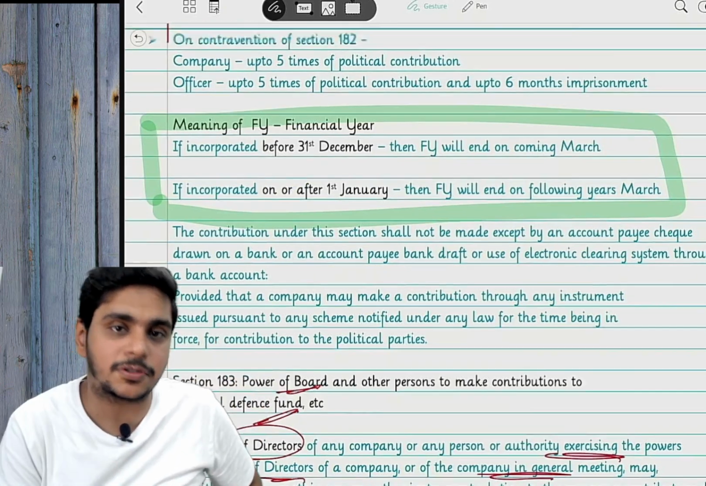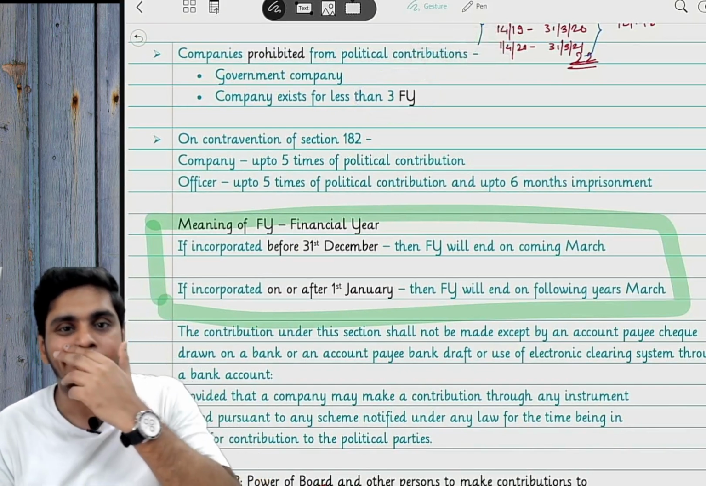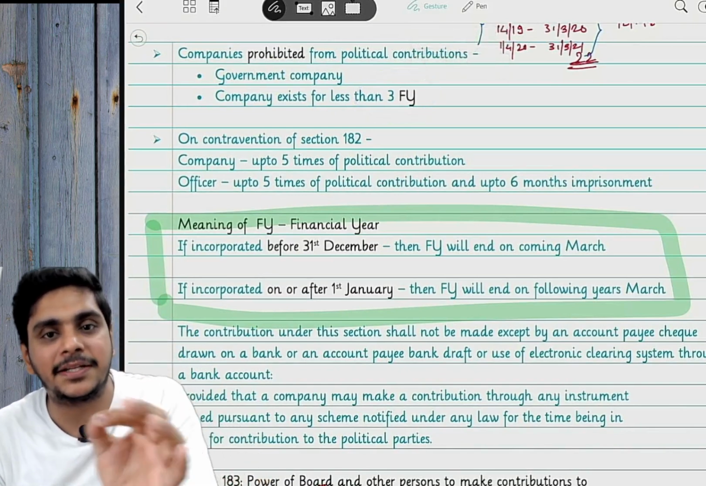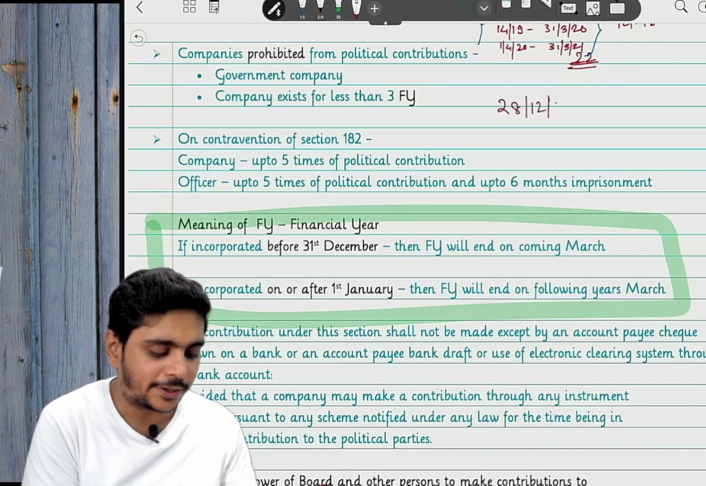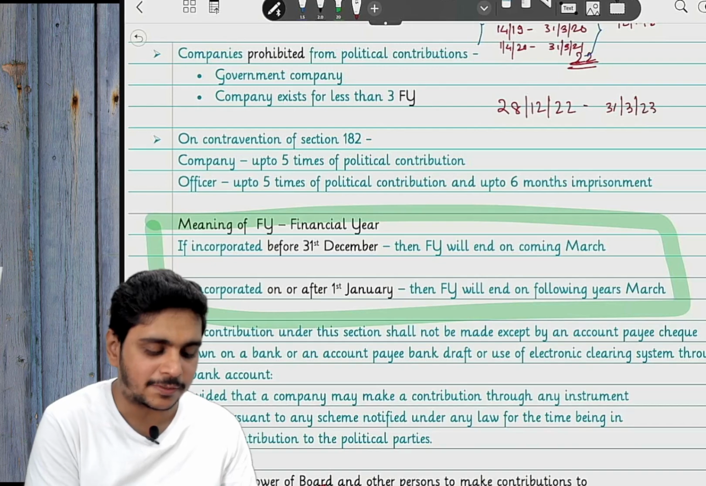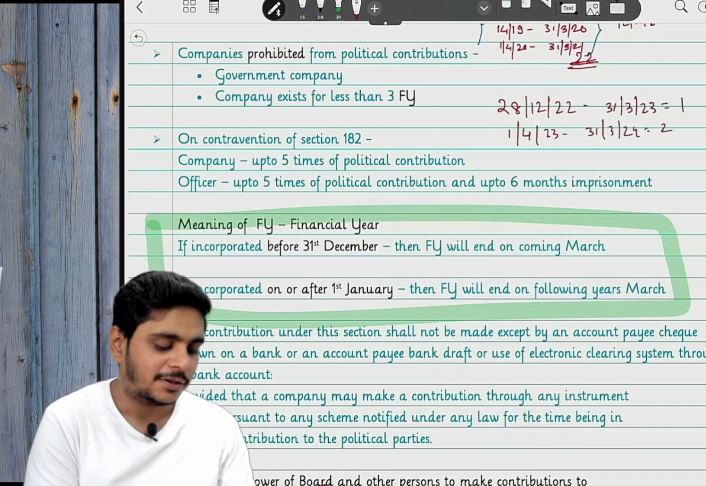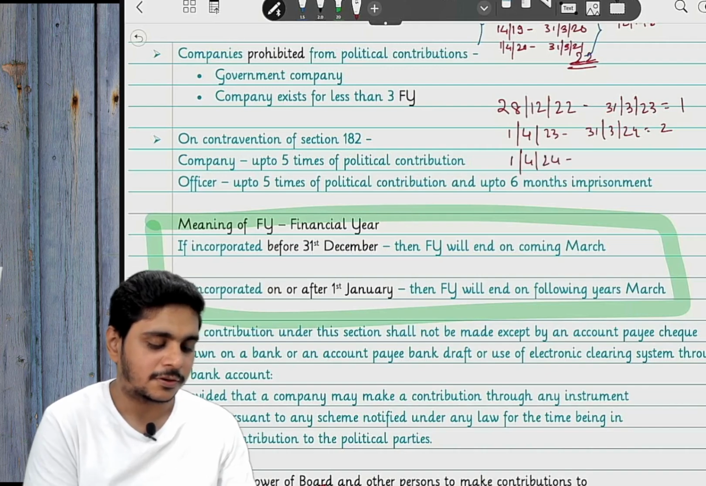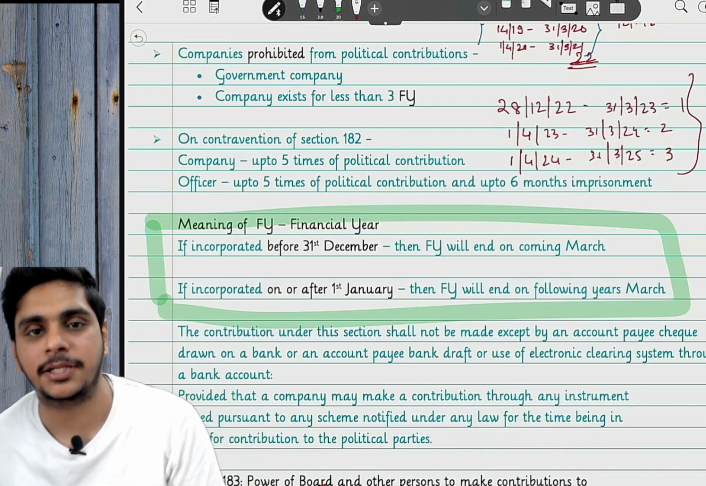Sir, why are we doing this? Because of this line, company in existence for less than 3 financial years. Now when I say financial year, if the question says company is incorporated on 28th December 22, then 28 December 22 to 31st March 23 is my one financial year. Then 1st April 23 to 31st March 24 is my second financial year. 1st April 24 to 31st March 25 is my third financial year. If all these 3 years get over, then only I can make charitable contribution.